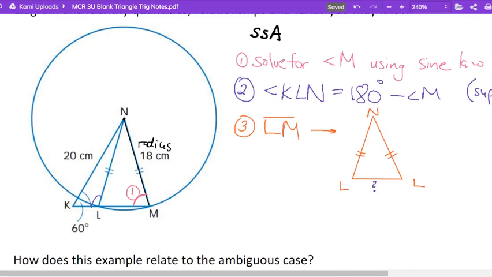Okay, well, let's draw this little diagram and label what you know about this triangle, because we actually know quite a bit.